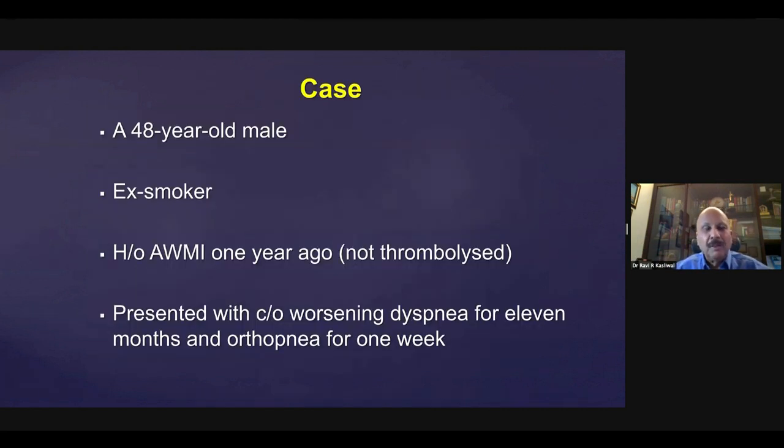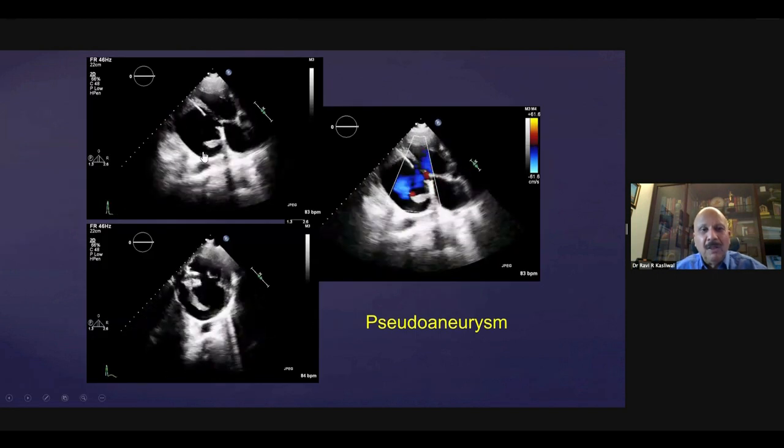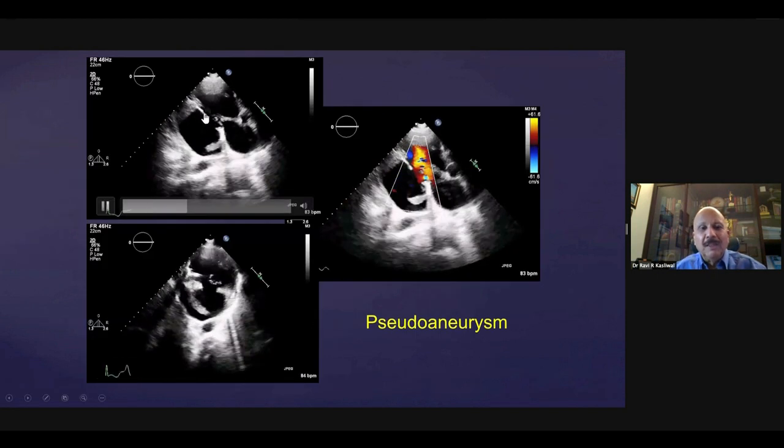It's very important. A 40-year-old male, ex-smoker, history of anterior wall MI 1 year ago, not thrombolized, presented to the ER with worsening dyspnea. When I saw him, he just said, sir, I'm not well. I cannot even get up. I'm breathless at rest. And just see what we found. Posterior wall, there was a pseudoaneurysm.